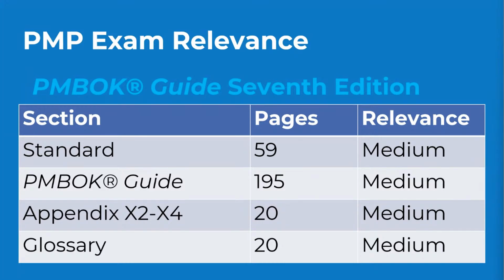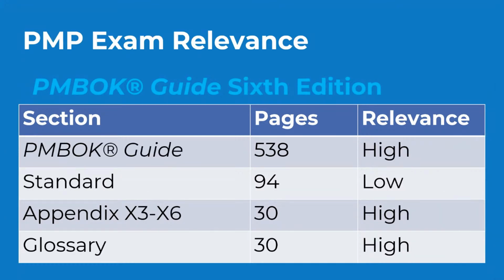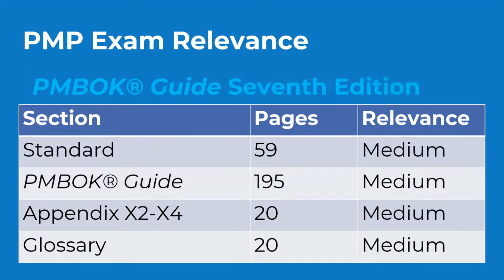You don't have to study it. Notice the difference? You have to read it and have a general good understanding of what they're talking about. Appendix X2, X4, yes, that's medium relevant. And the glossary, it's kind of medium to high. But you want to make sure that you understand the glossary just as you made sure in the PMBOK Guide 6th edition here that you understand the glossary as well.